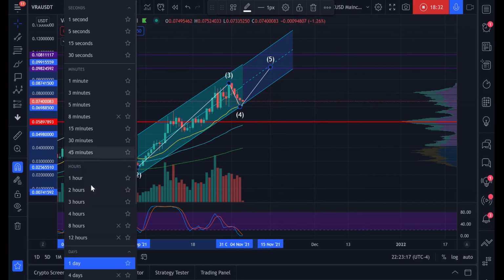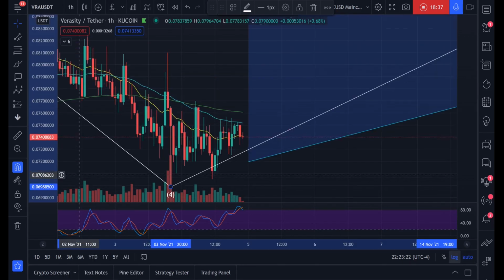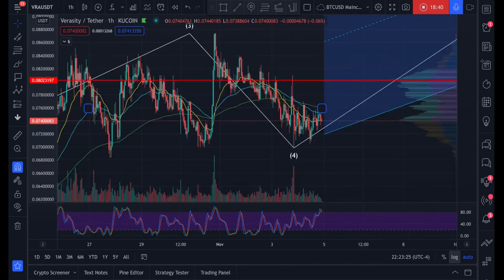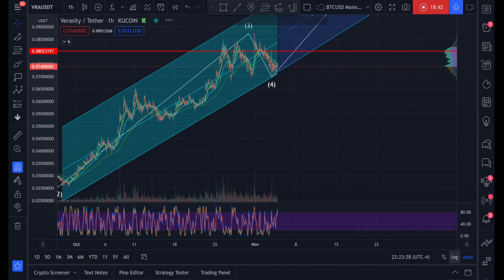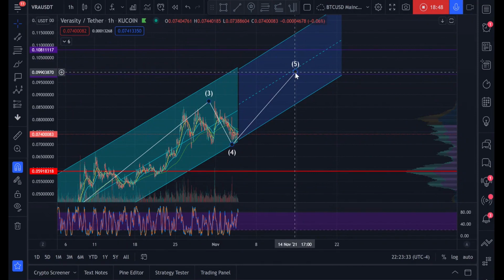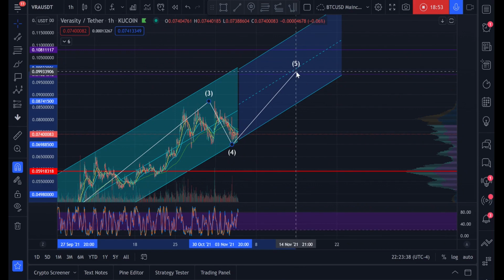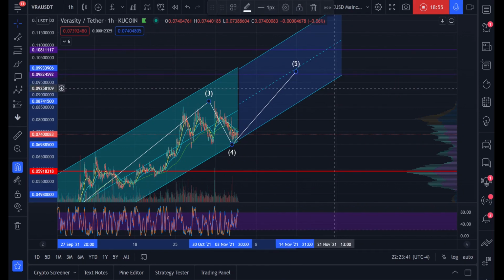Let's go into the hourly time frame. Hope you guys see how I did this. Obviously, it doesn't really matter what time. We're just having fun here, doing time predictions. Here it says November 14th at 9 p.m. Let's leave some comments and see if this prediction holds true, how close it is. But this is where I think the top is going to be on VRA. This is when I think the top is going to be.